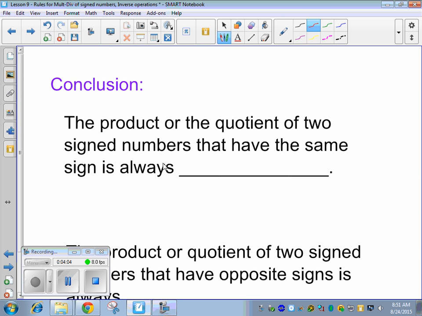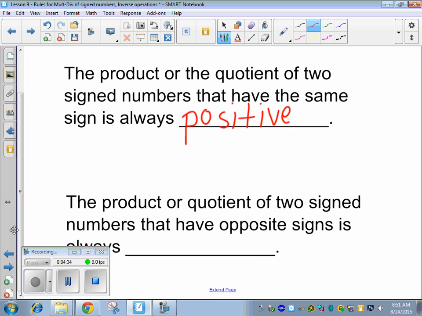So in conclusion, which Andrew was able to foreshadow, the product or the quotient of two signed numbers that have the same sign is always, go ahead and say the whole word. Positive. Yay. It's always positive. So do go ahead and write these rules down, guys. Now the product or quotient of two signed numbers that have the opposite sign is always negative.